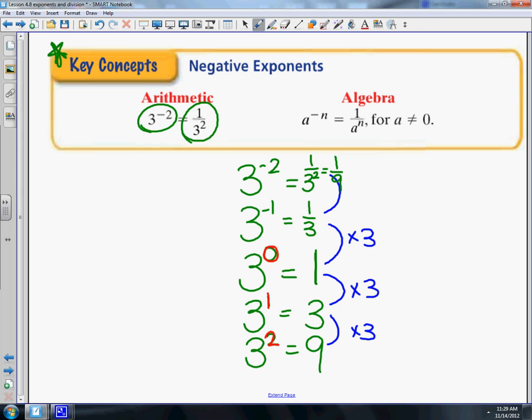So my number just gets tiny, tiny, tiny. It just keeps getting smaller and smaller, but my pattern still is there and will still work. My numbers don't get negative, they get smaller.